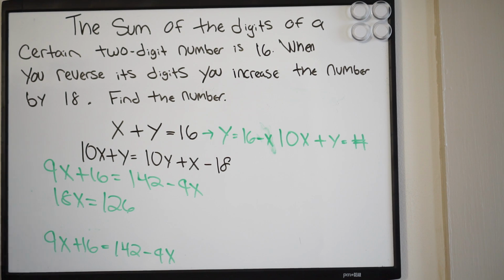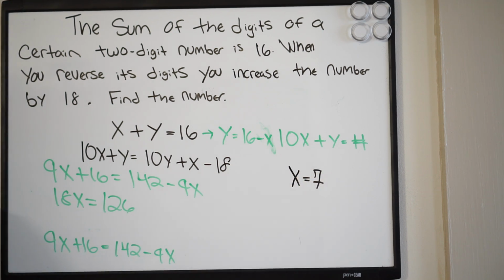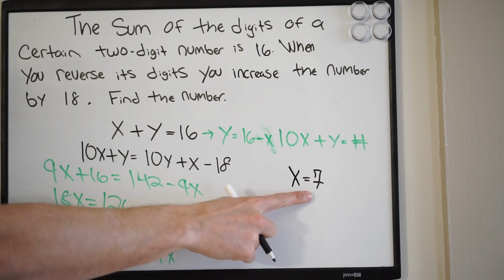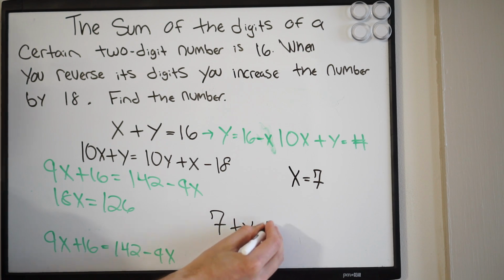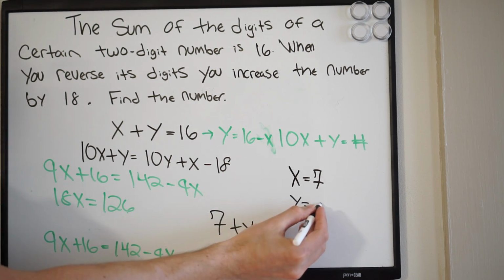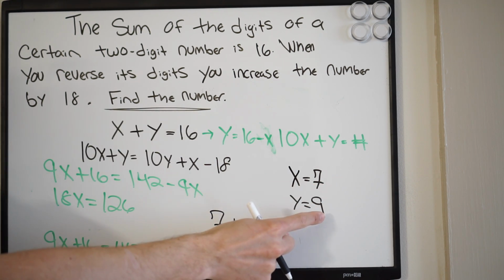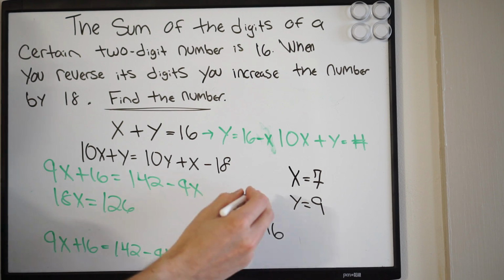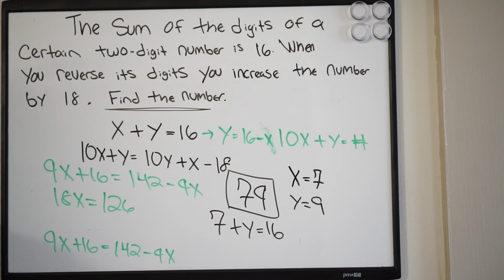All right, so x equals 7. Let's write that out. And now we can get the y value by simply plugging the 7 back into here. So this is going to be 7 plus y equal to 16. Simply subtract the 7, so we do 16 minus 7, and we get 9. So y equals 9. They're asking us to find the number. Remember, this is the tens place, this is the ones place. Our number is going to be 79. That is our number.